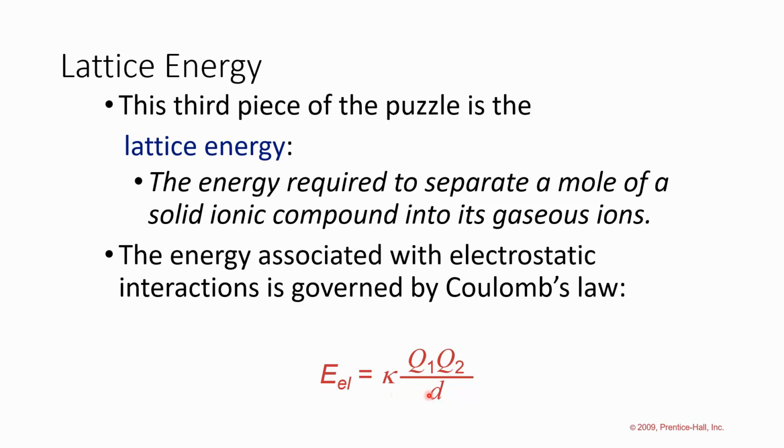Now, this equation indicates that the attractive interaction between two oppositely charged ions increases as the magnitudes of their charges increase, as you can see here, and as the distance between their centers decreases. Thus, for a given arrangement of ions, lattice energy increases as the charges on the ions increase and as their radii decrease. Now, the magnitude of lattice energies depends predominantly on the ionic charges because ionic radii vary over only a limited range.